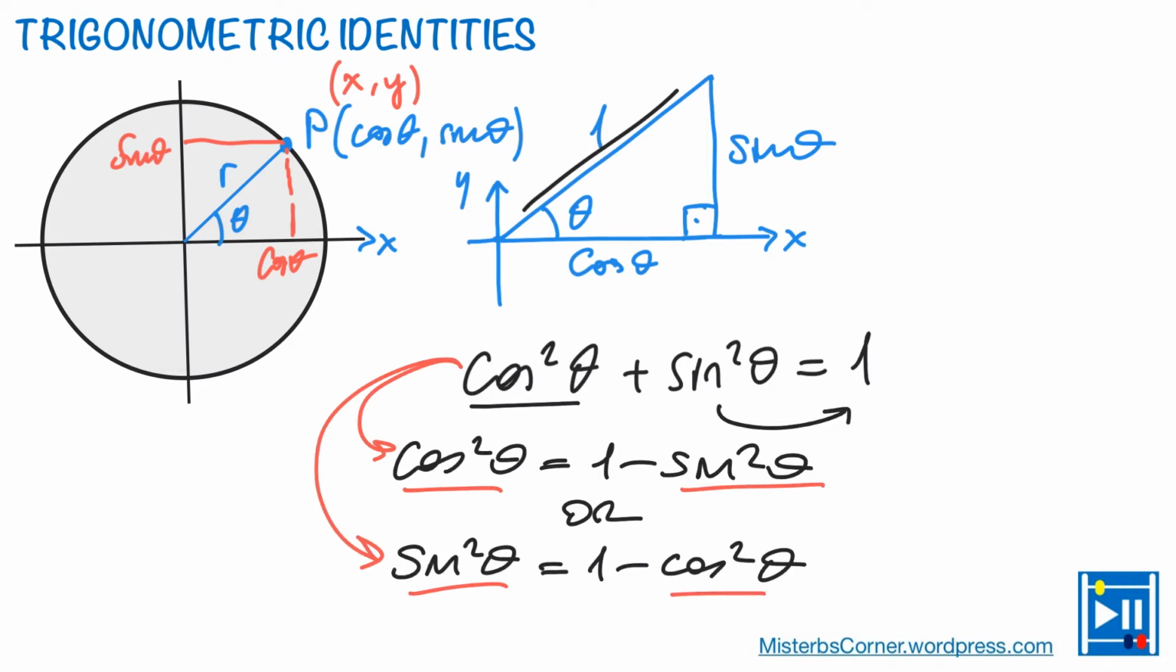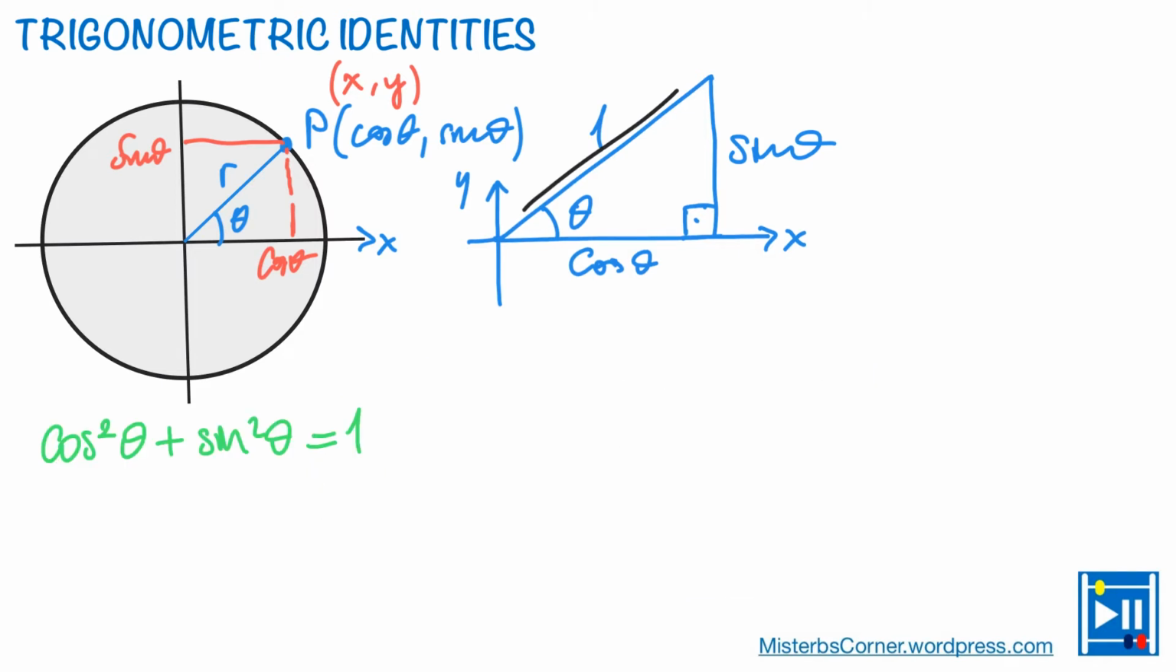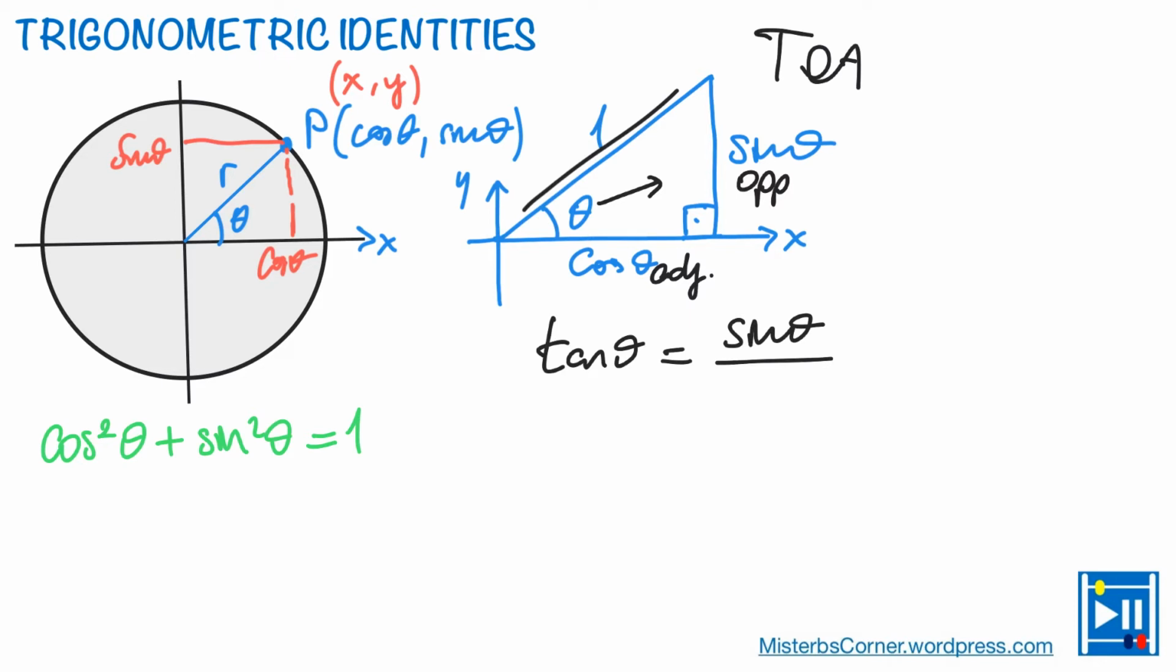That's one thing. Second, if we just write down tangent theta, according to the angle theta here, it's opposite over adjacent. It's TOA. So I would go like sine theta over cosine theta. So this is my second identity. Now let's see some examples of how we use these identities in questions.